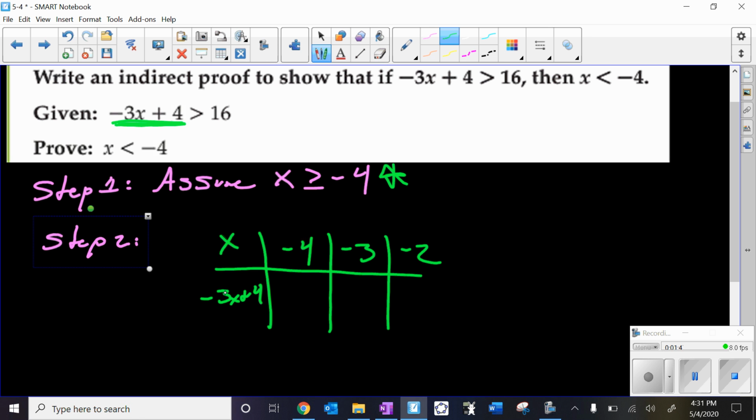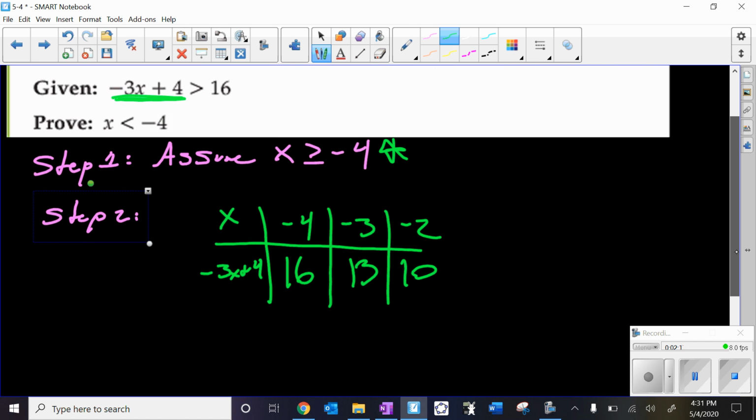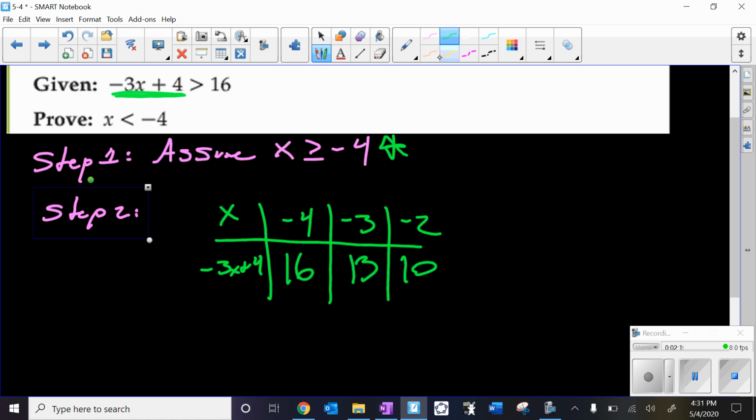Now I'm going to take that -4 and I'm going to plug it in. So I have -3 times -4 plus 4. Plug that in. -3 times -4 plus 4 is going to get us a value of 16. Then I'm going to plug in -3. -3 times -3 is positive 9. 9 plus 4 is going to get me 13. And then finally, -3 times -2 is 6, plus 4 is 10. Whether you believe it or not, your contradiction is located within that chart.